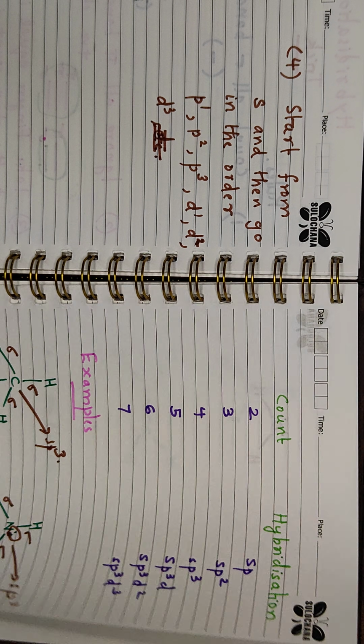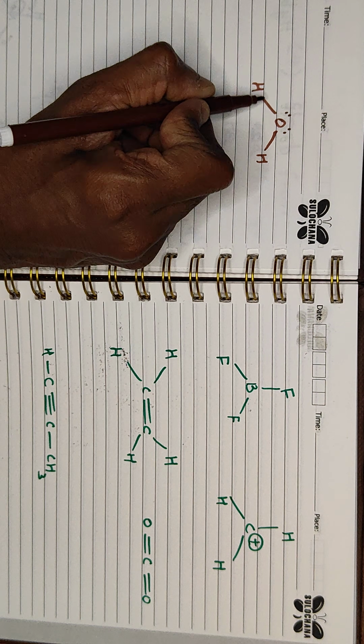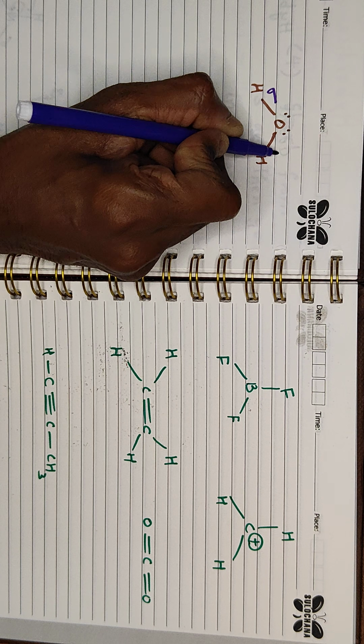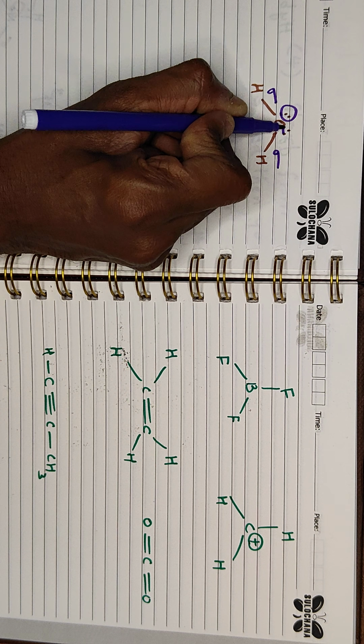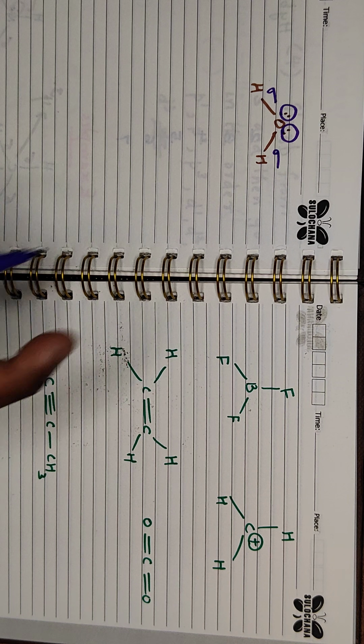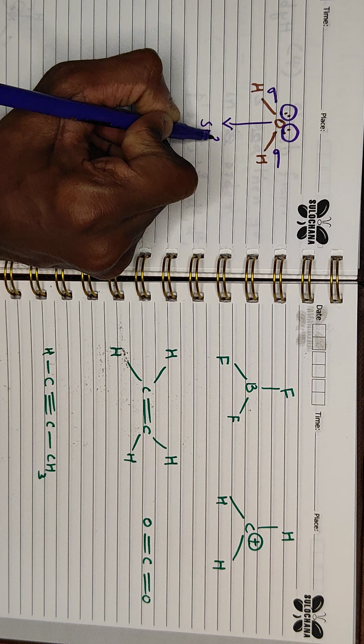The next example to be considered is water, which is H2O. As you can see here, this is a sigma bond, this is a sigma bond, this is one lone pair, this is another lone pair. Why have I taken 2 lone pairs? Because oxygen has 2 lone pairs, as we have already seen. So altogether the count is again 4. So the hybridization of oxygen is sp3.